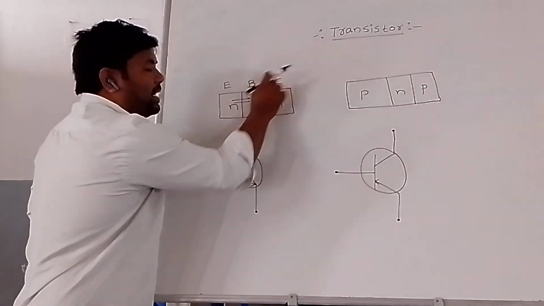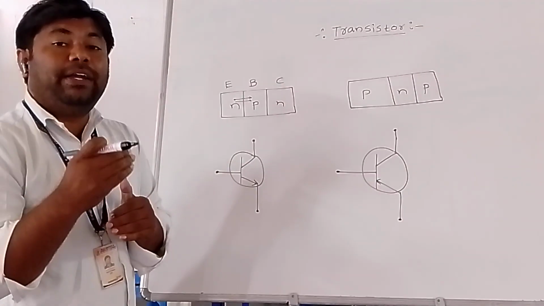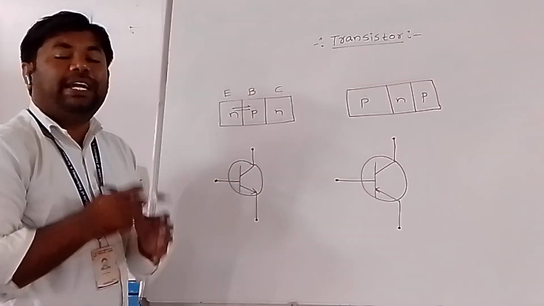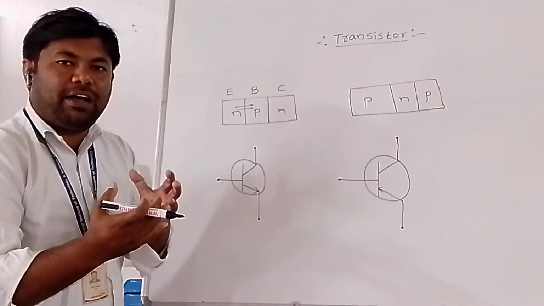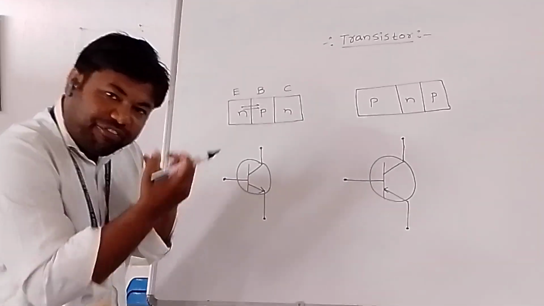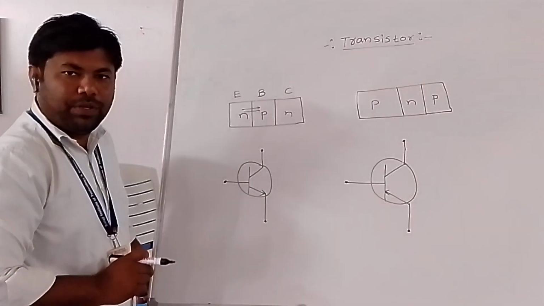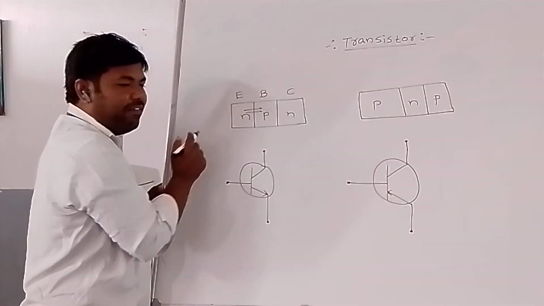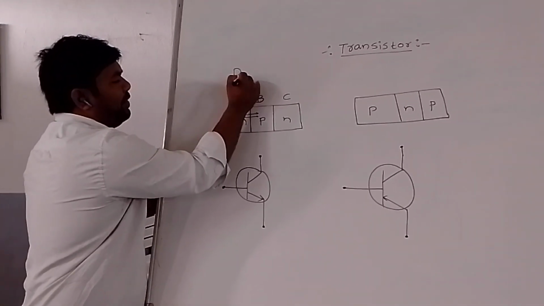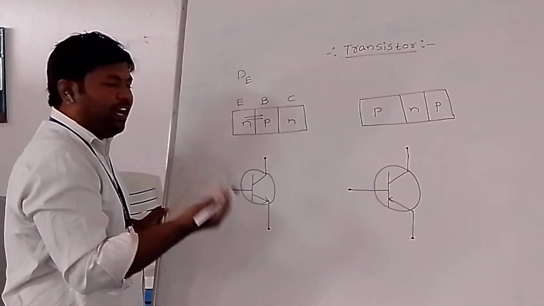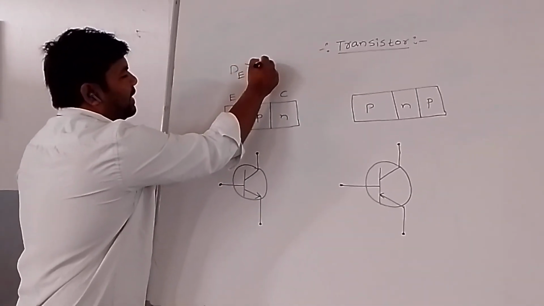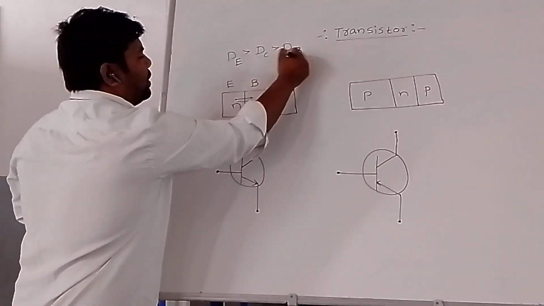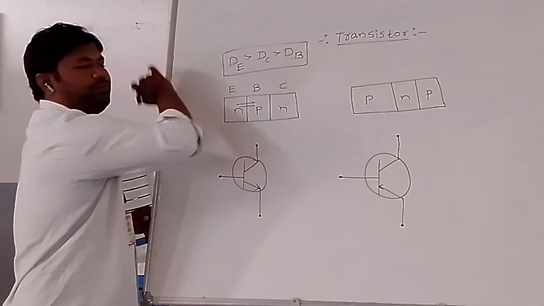So what is the job of the collector? The collector is moderately doped. The job of the collector is that the majority of electrons are collected from the base terminal. So from the doping point of view, the emitter is heavily doped. Then after that, moderately doped, what is that? The collector terminal. Then after that, lightly doped, what is that? The base terminal. So this is the doping point of view.